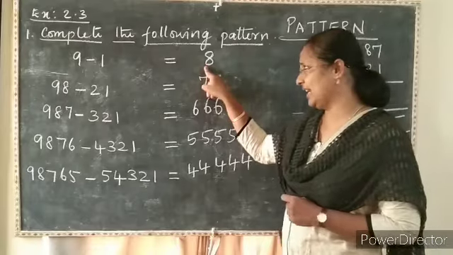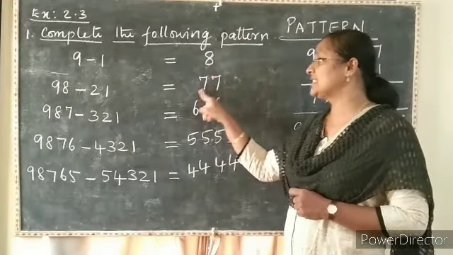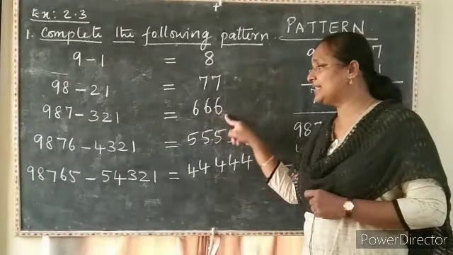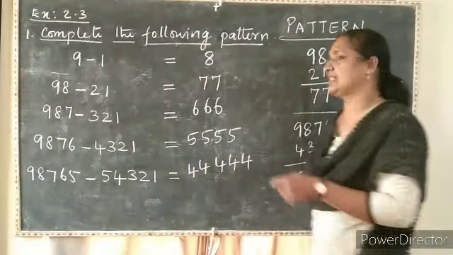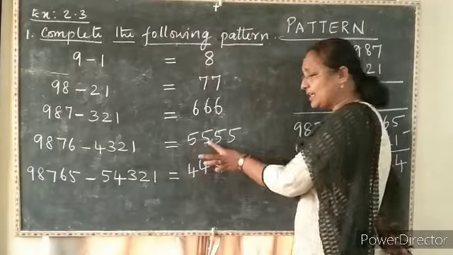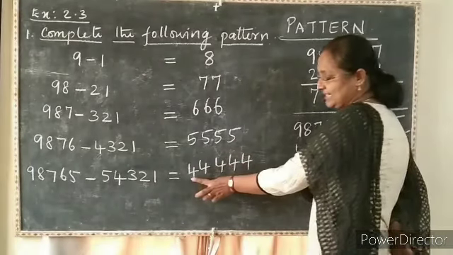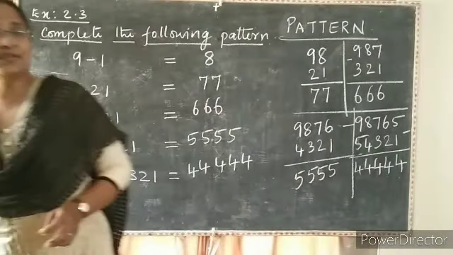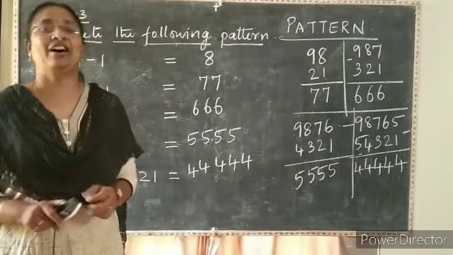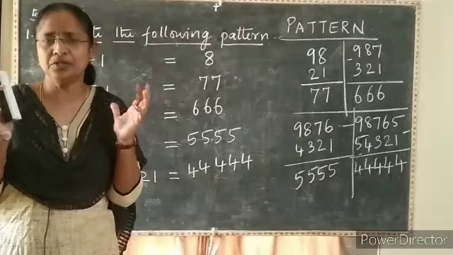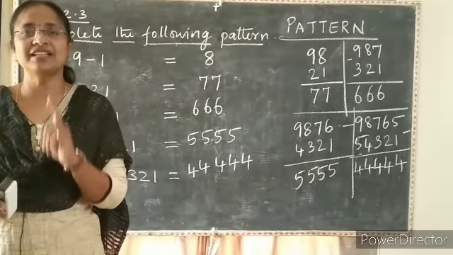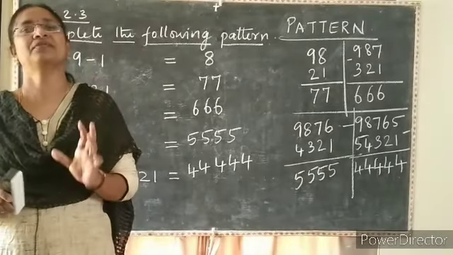Now first one is 8, single digit. The next one is 777 because we have subtracted 2 numbers. Again we have 666 because it is a 3-digit number. The next one we have 4 times we have what? 5. The next answer is 5 times we have 4s. See, seems to be like a magic? Yes, of course, maths has very numerous magical numbers. What you have to do is, you have to learn the maths with so much interest.